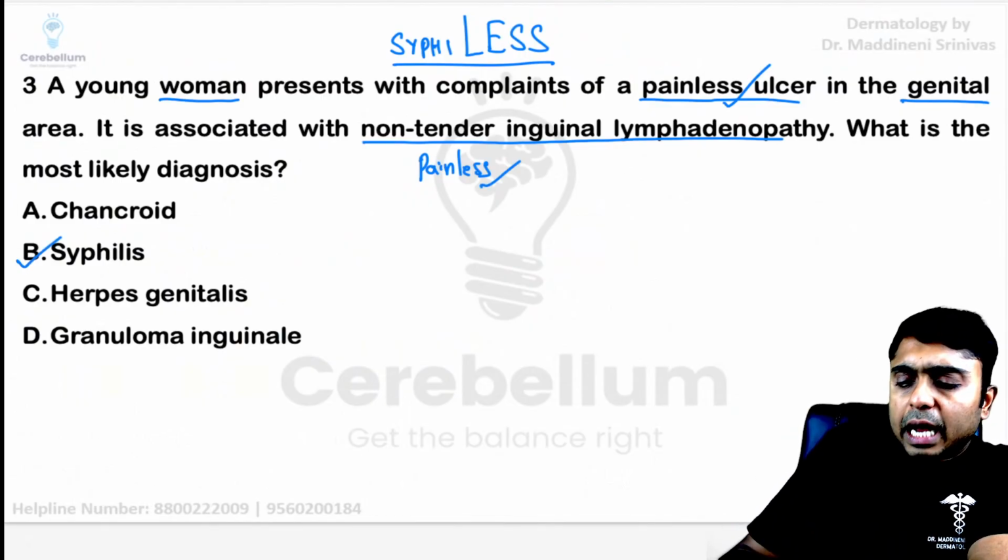So if you look at the other options, chancroid, how does a chancroid manifest? Chancroid is going to manifest with a painful genital ulcer.